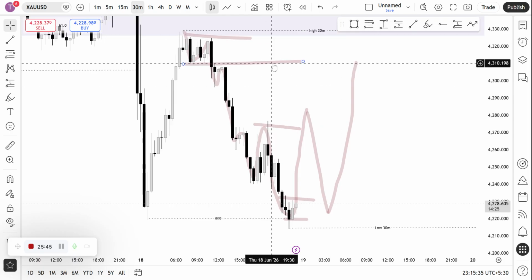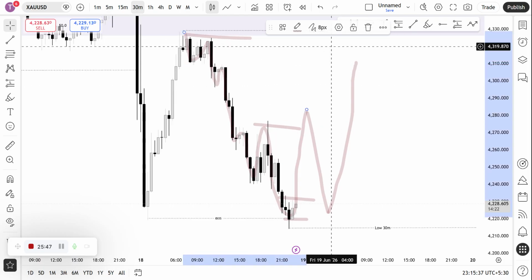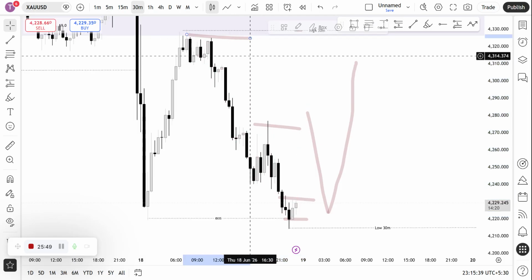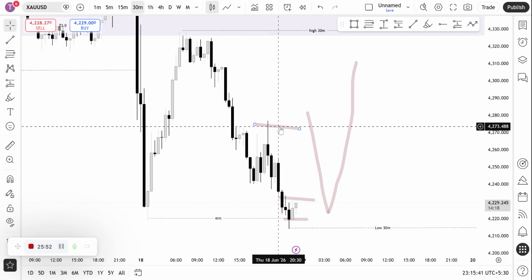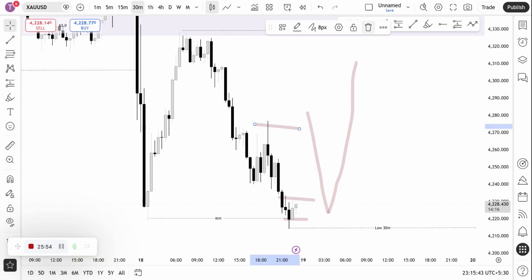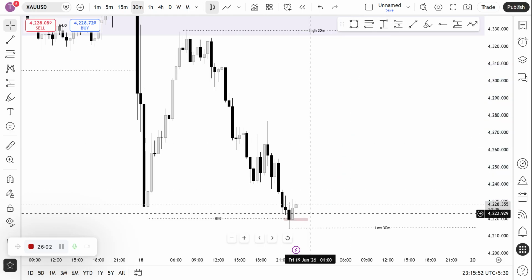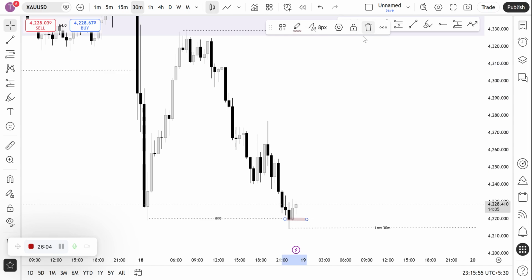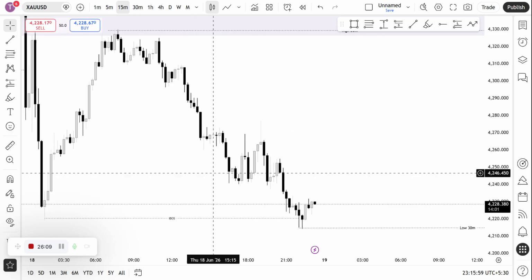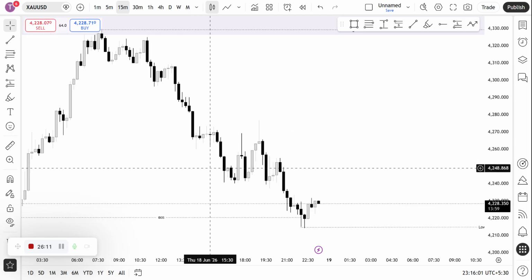So what am I doing right now? I'm going from my M15 to my last middle time frame, which is M30, to mark my internal market structure again. This is my last middle time frame where I mark my middle time frame for the last time.